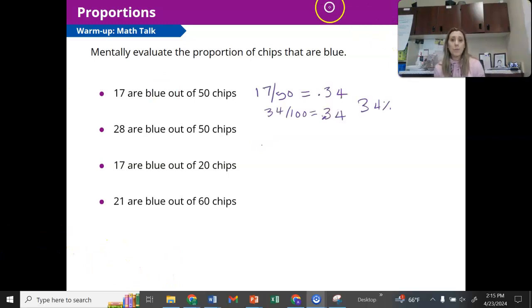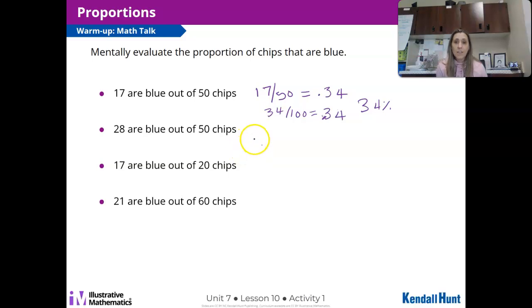Okay, so when I was working through this, the way I came up with this is I got 17 out of 50, and that would equal 0.34. Another strategy that we could do is doubling it. Since we know that any number over 100 is going to be our percent, we could have doubled the 17 because double of 50 is 100. So then we would get 34 out of 100, which is still 0.34. So if we use that same strategy of doubling, we get double of 28, which is 56 out of 100. And that's going to equal 0.56, excuse me, so 56%.